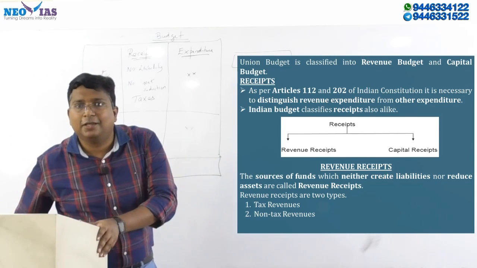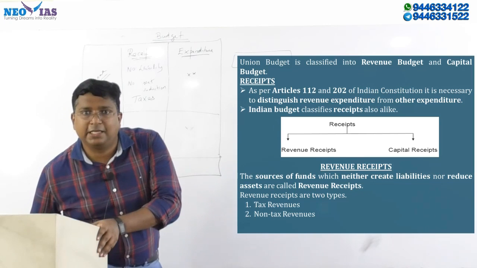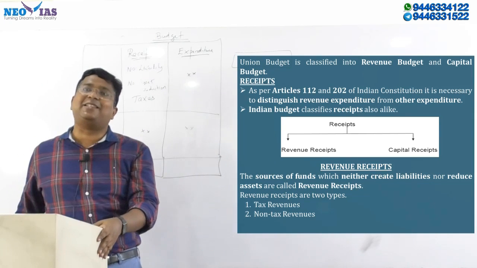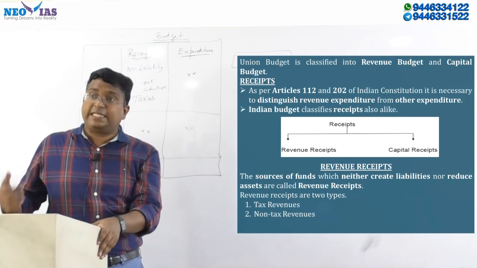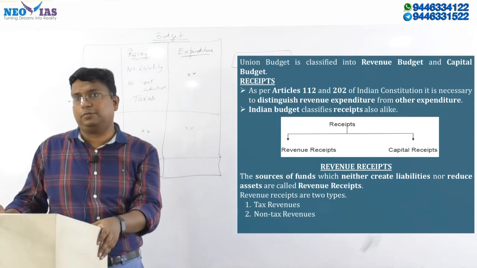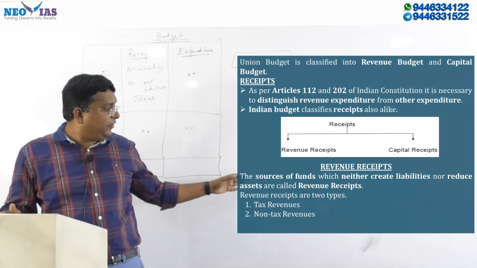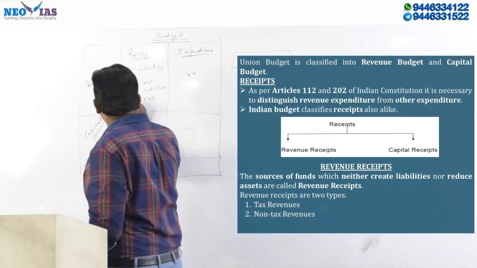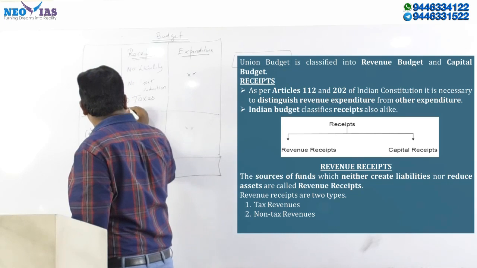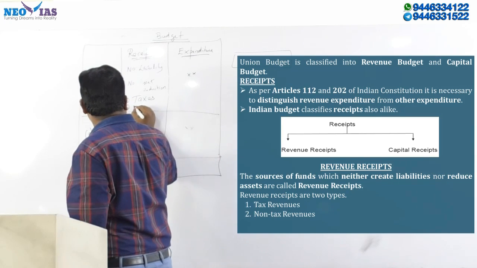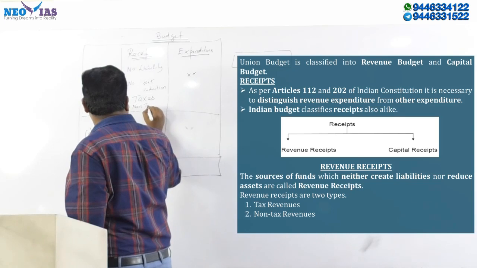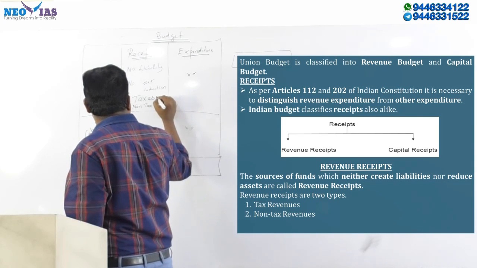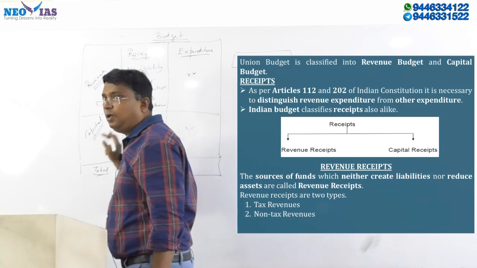Think about it. You are paying taxes. Is the central government liable to you? No. The central government will not pay you back that tax. Is the central government losing any asset? No. So we classify them into two main components: tax revenue, or taxes, and non-tax revenue.